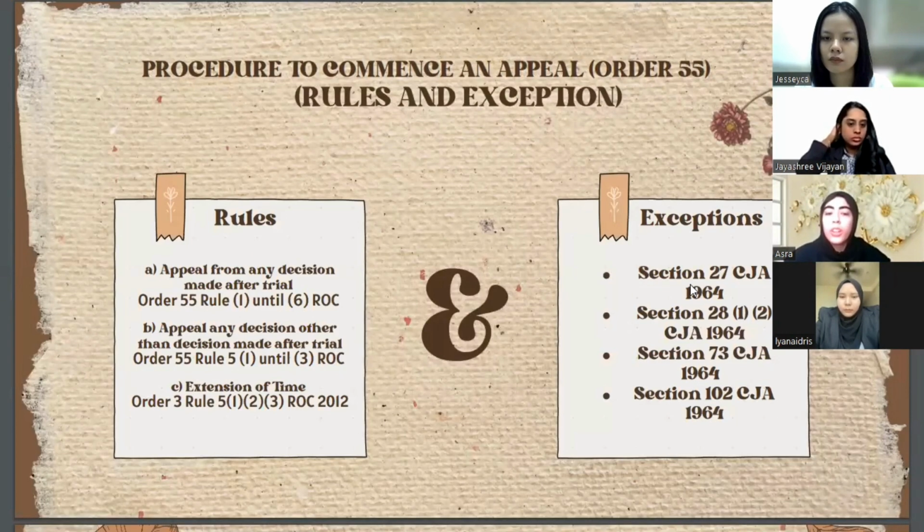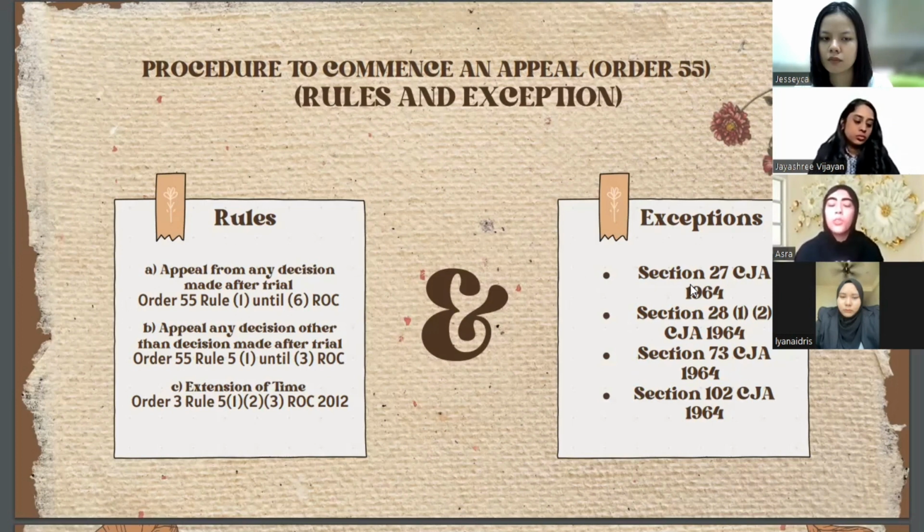Okay, so however, the rules in appeal from subordinate court to the High Court: the first one is appeal from any decision made after trial, which is Order 55 Rule 3 Clause 1 until 6 of the Rules of Court. And the second one is appeal against any decision other than a decision made after trial, Order 55 Rule 5 Clause 1 until Clause 3 of the Rules of Court. The last one is under extension of time rule.